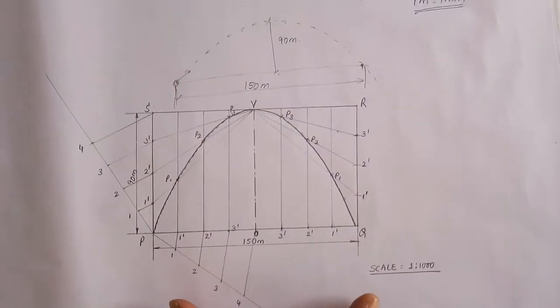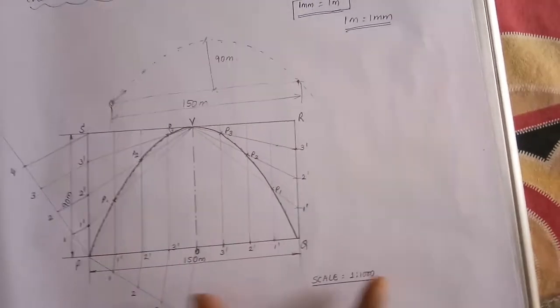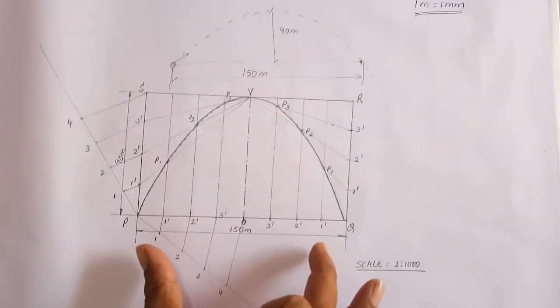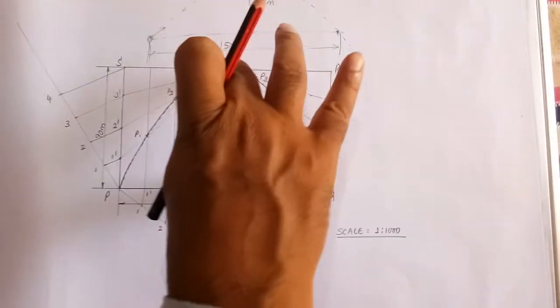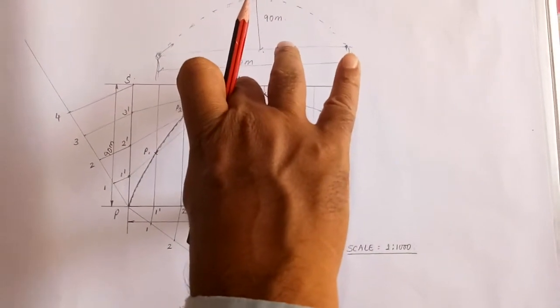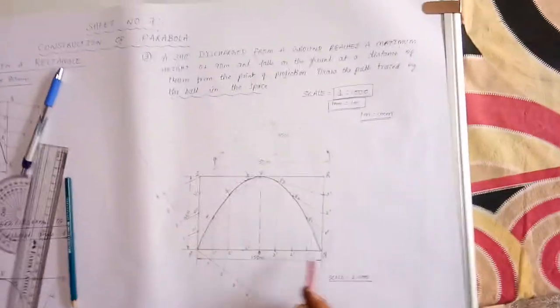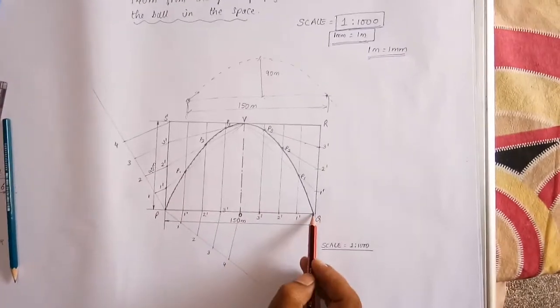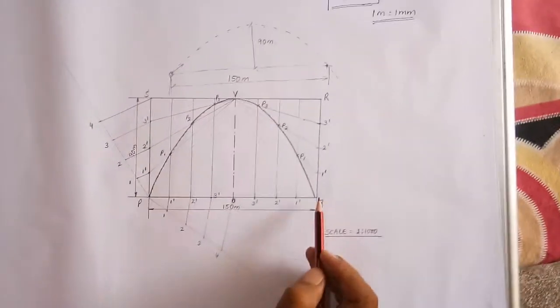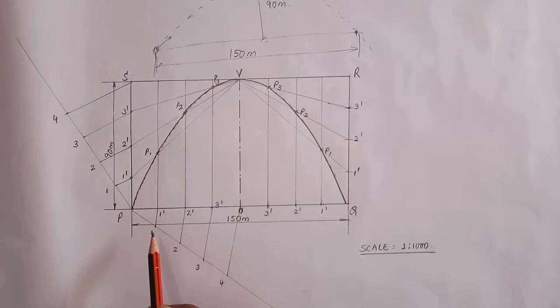But we are drawing to scale. 150 meter I reduced to 150 mm. 90 meter is the maximum height it has reached. That 90 meter I am showing it as 90 mm. 150 meter is the total horizontal distance it has covered. That 150 meter I am showing it as 150 mm.